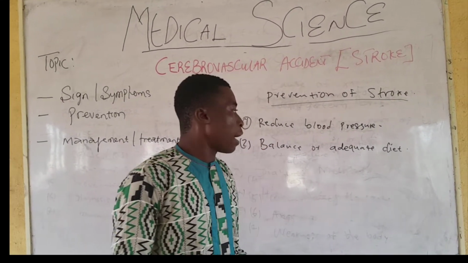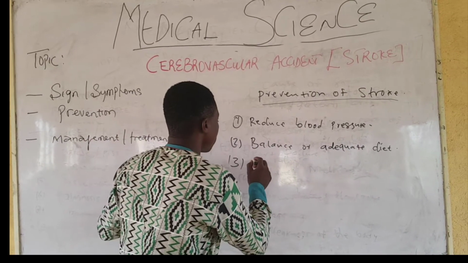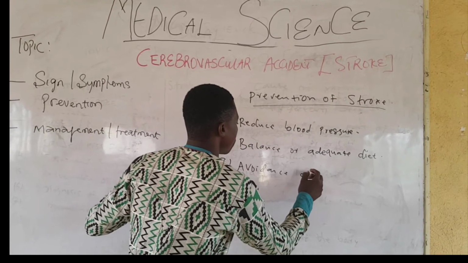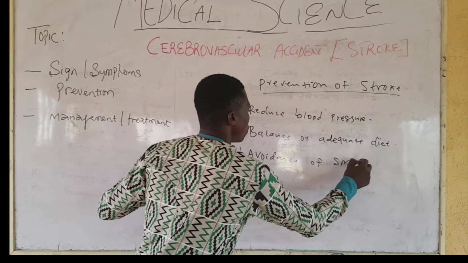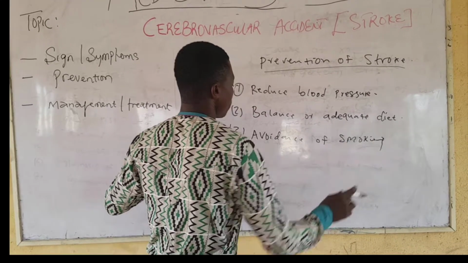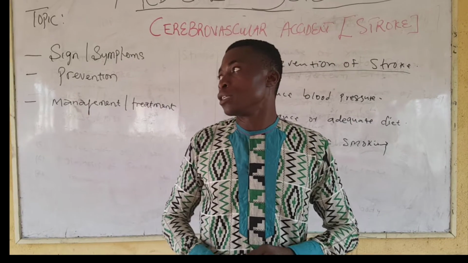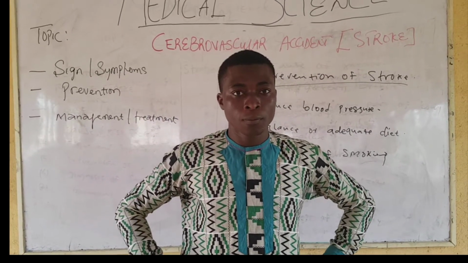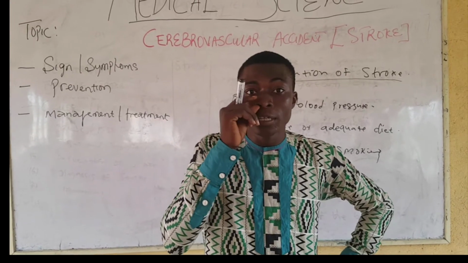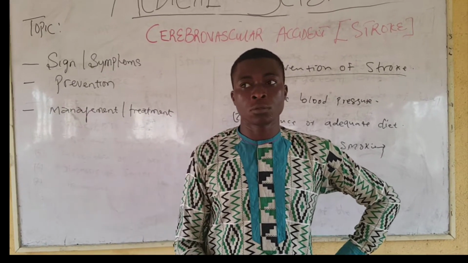Another one we have is avoidance of smoking. Number 3. Avoidance of smoking. So now, you should be aware that smoking is one of the factors that can predispose somebody to stroke. Let me tell you one thing about that India hemp you smoke. It contains what we call nicotine. Then this nicotine causes an increase in the level of blood pressure.